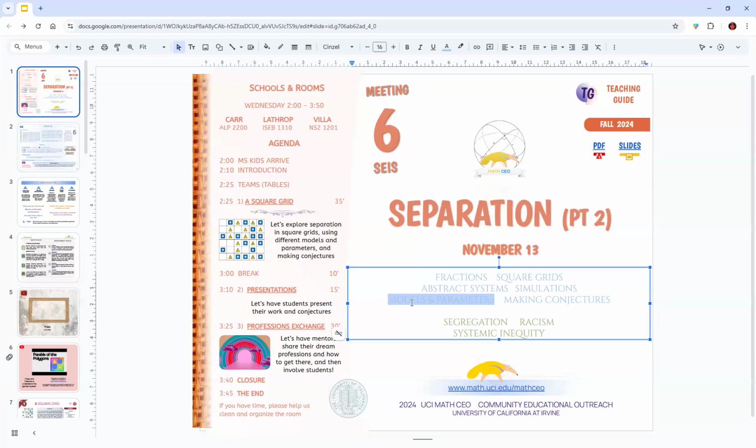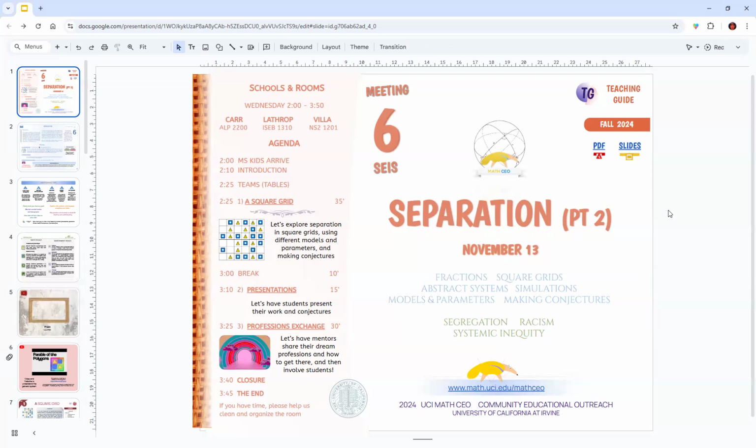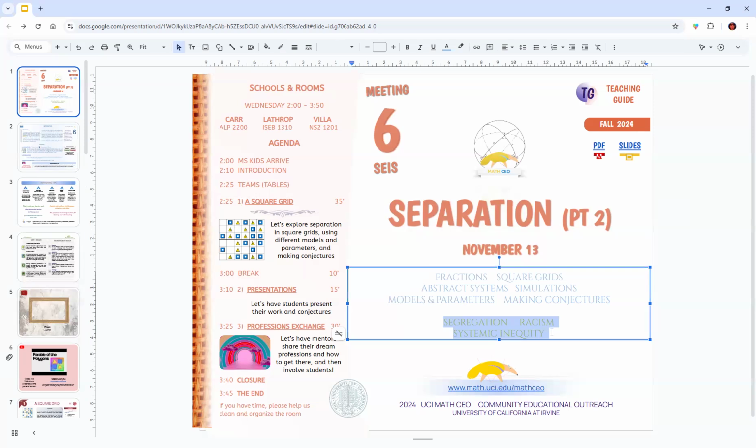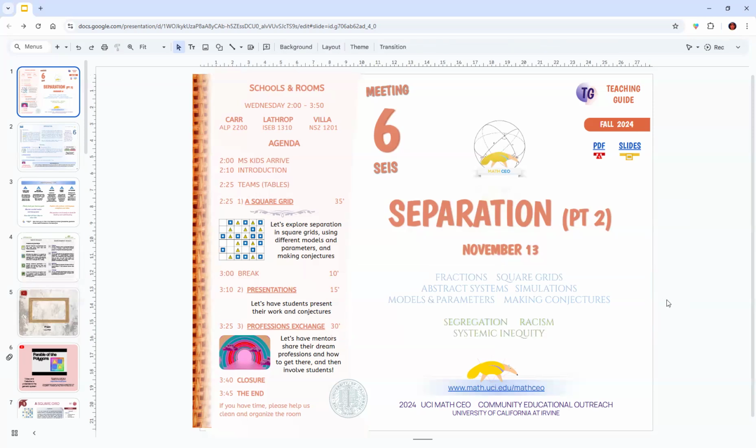The idea in this meeting is to use these words and their meanings because students are making models and deciding on parameters. Along the way, of course, making conjectures as well. So they'll have more freedom than last week to explore. And then it's the same topics, and you can go deeper into segregation, racism, systemic inequity, and just communicate with your students. You already know their interests and all the stories they've told you.